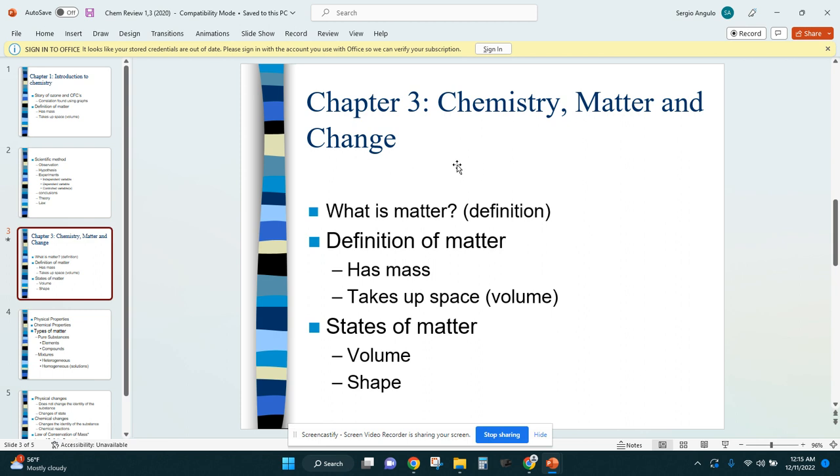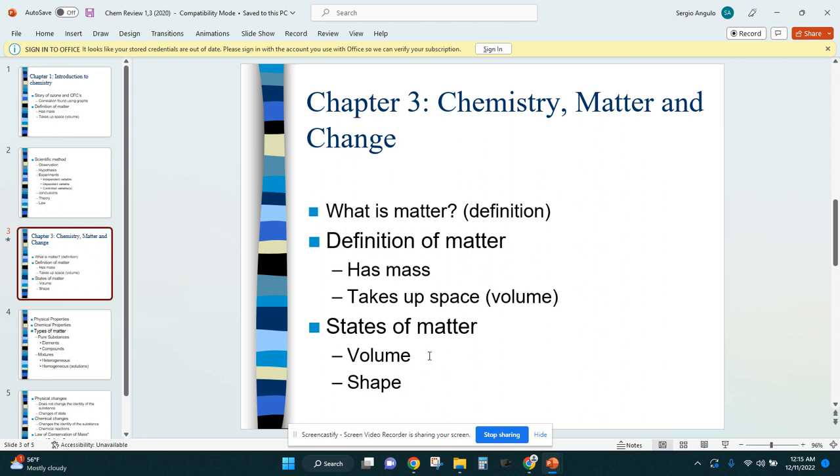In chapter 3, we once again went back to the definition of what is matter. Has mass and takes up space. Talked about the three main states of matter, and how they were different, how you would define one of them. And we defined them using each state's volume and shape. Either the volume is a definite volume or it takes the volume of its container, and same thing with the shape. If it either has a definite shape or it takes the shape of its container.